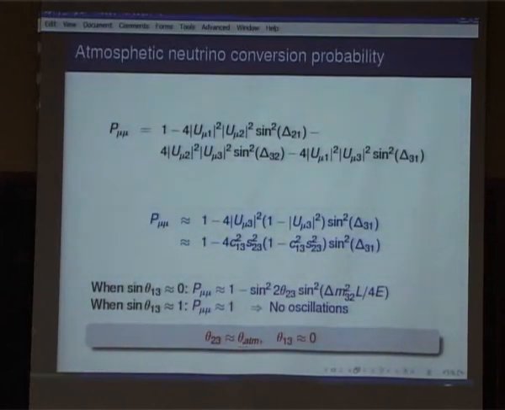All the future experiments are the ones that expect to have accuracy of the order of 2%, and therefore you need to take into account all these corrections. At this point we can neglect them, not in the next 5 years. Okay, so this is the atmospheric case. Finally the answer is very simple, thanks to the good parameterization of theta 12, theta 23, theta 13. Therefore, theta 23 is simply theta atmosphere. We know what its value is.